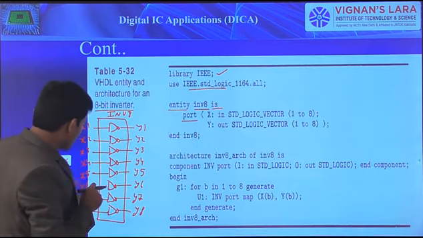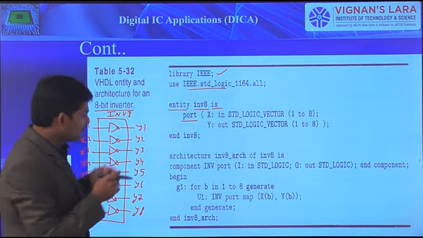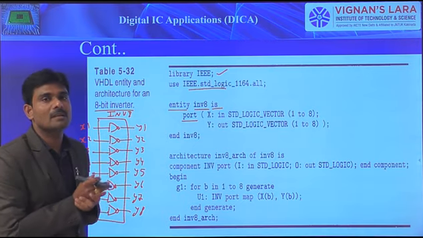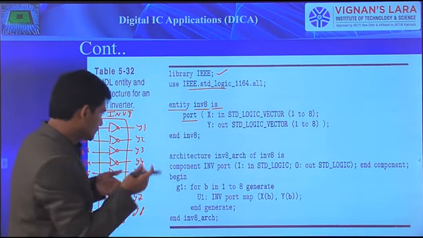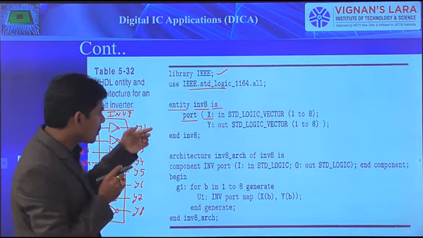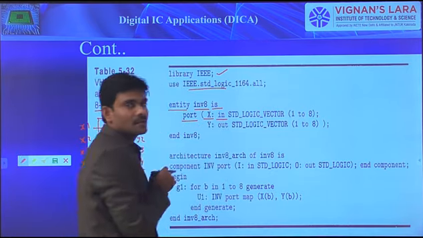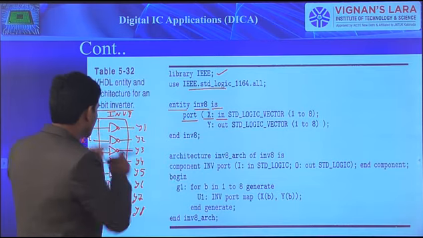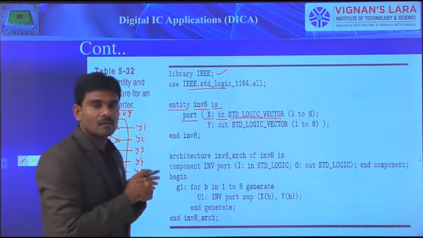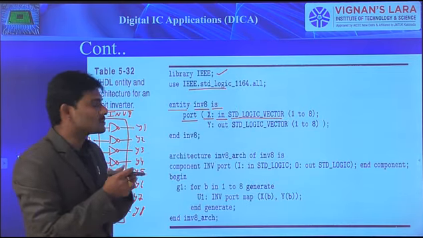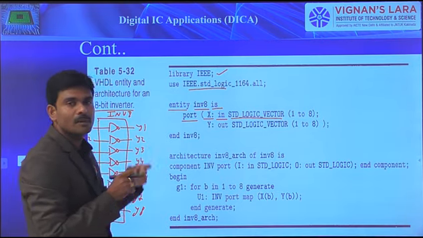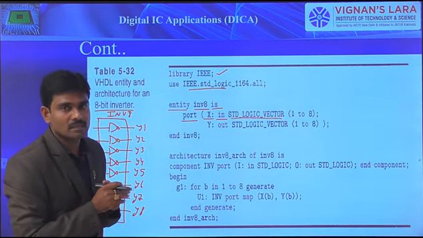Here I have 8 inputs and 8 outputs. Individually also I can describe them by separating with a comma, but here I considered arrays. So X, which is a signal name, colon, represents the input signal for this particular module. Mode is in, then std_logic_vector. If it is an array, then we are supposed to mention std_logic_vector. If it is a single bit, simply std_logic is added.